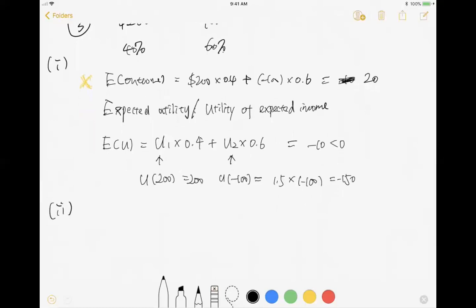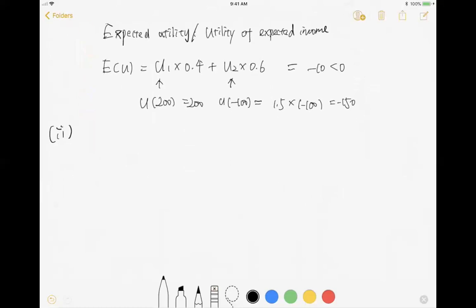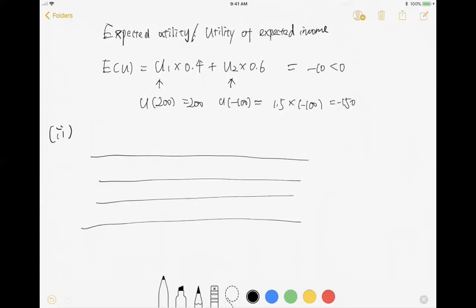And number 2, suppose he is offered instead 2 independent gambles. So for 2 independent gambles, we have 3 situations here actually. Here for this one we have only 2, U1 and U2, but in this one we have 3. So let's do a table first. The 3 situations should be win 1, lose 1, win 2, and lose 2.